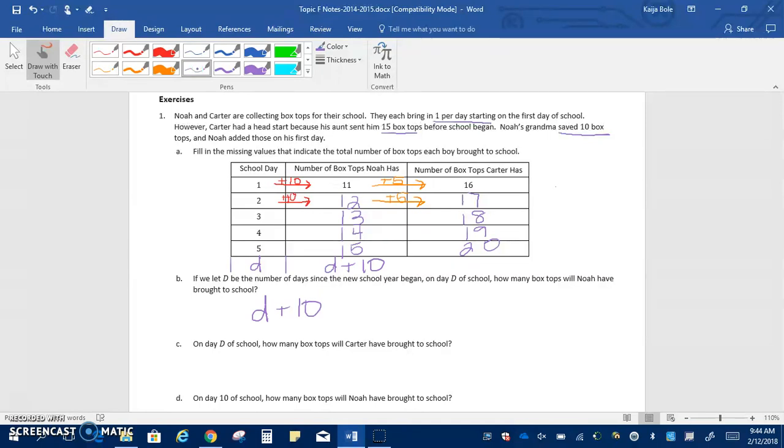On D day of school, how many box tops will Carter have brought to school? So if we're starting on D here, and if you look at the first one, to get from 1 to 16, you added 15. If you keep looking, you will add 15 every time. So this would be D plus 15.